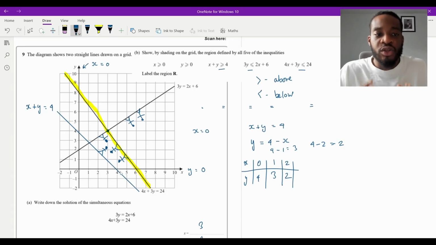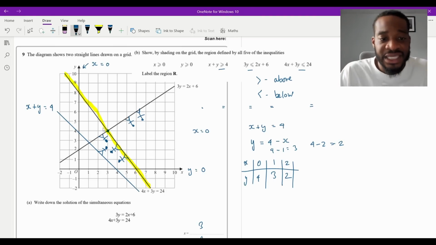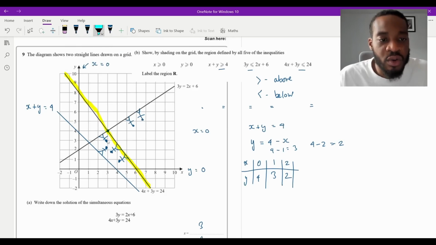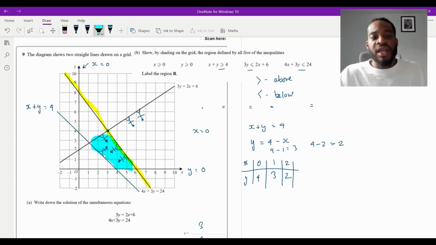However, remember the two constraints, right? x has to be greater than 0, so we have to be to the right of the y-axis, which is correct. But also, y is greater than 0 as well, so I need to be above the x-axis. So the actual region which satisfies all of these 5 inequalities is going to be this region here in blue, like that. And then I'm going to cut it off here because I can't go below the x-axis. So it's going to be that region there.